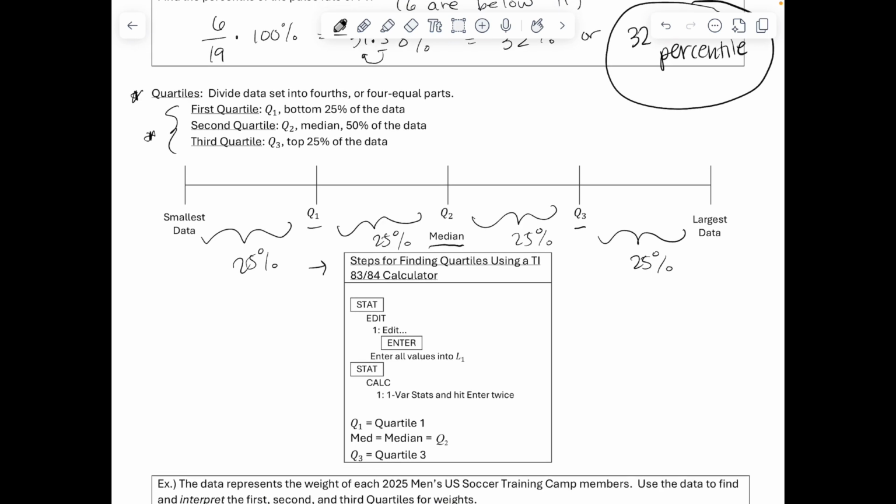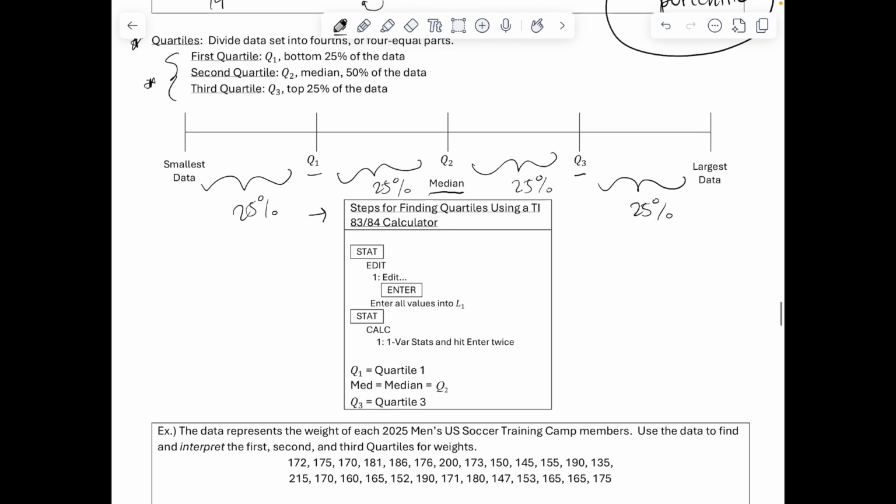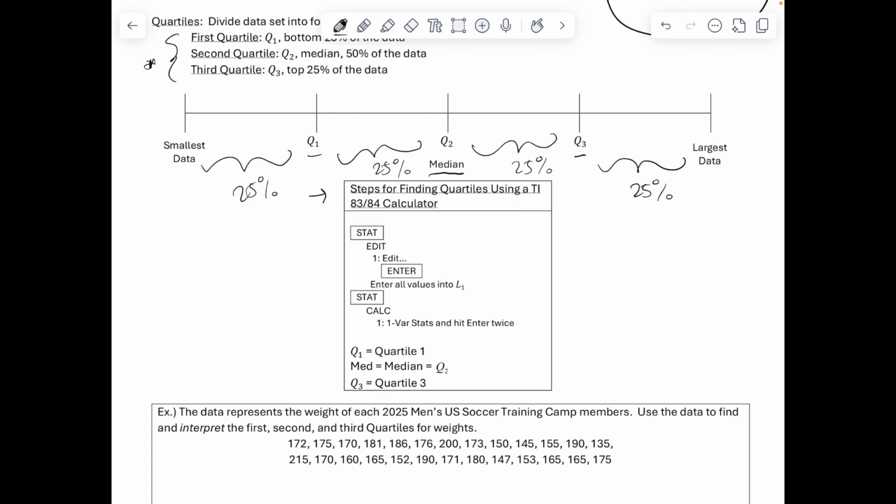So next below says steps for finding quartiles using a TI-83/84 graphing calculator. What we're going to do is go to our Stat button again, go to Edit. We need to enter in all of those values into L1. Then select Stat again, Calc, and 1-Var Stats, and hit enter twice. From here, you get a bunch of information that we've seen already, but the part that we're going to be looking at this time is Q1 and Q3 and then the median.